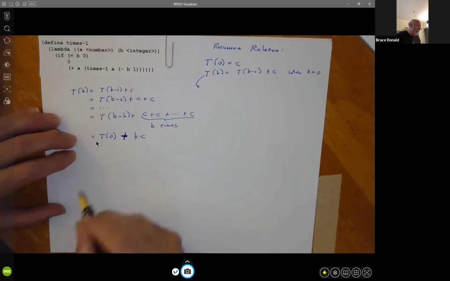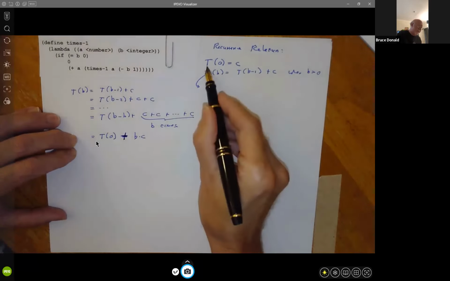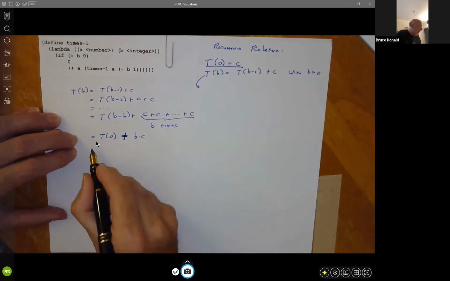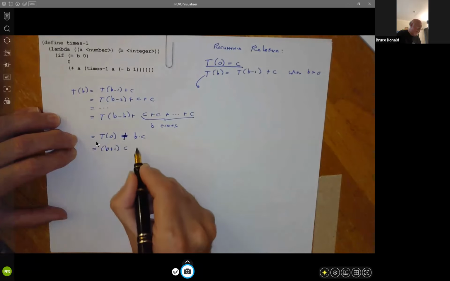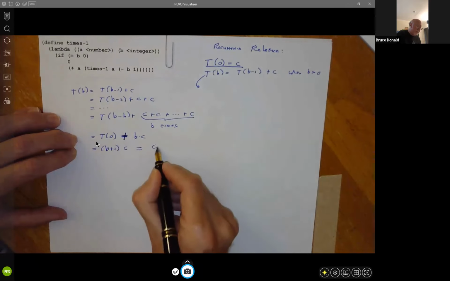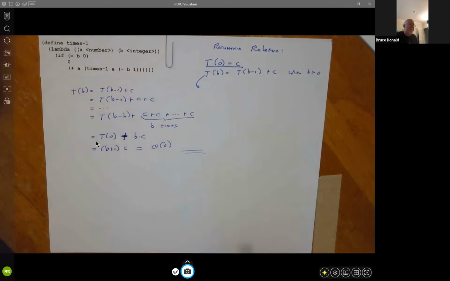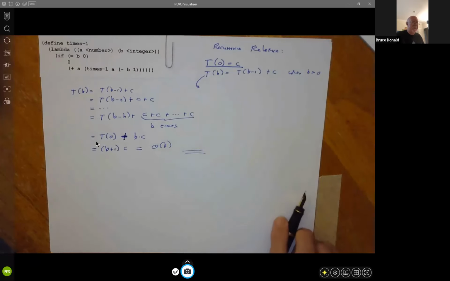Now, how long does it take to do T of 0 here? Well, we look up here, T of 0 takes a constant amount of time C. So this then simplifies to B plus 1 times C, and that's equal to order B. So our function times 1, we can solve the recurrence. It takes order B time. In other words, it takes time linear in the magnitude of B to compute an answer.